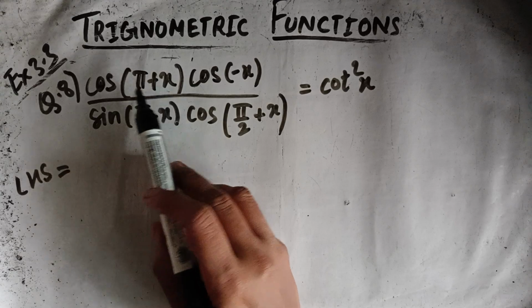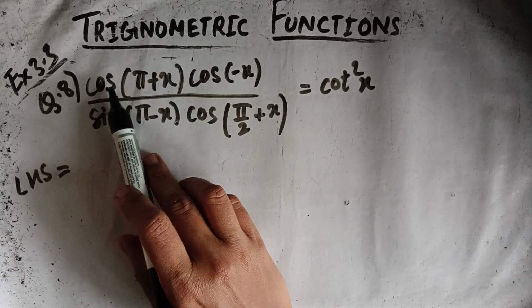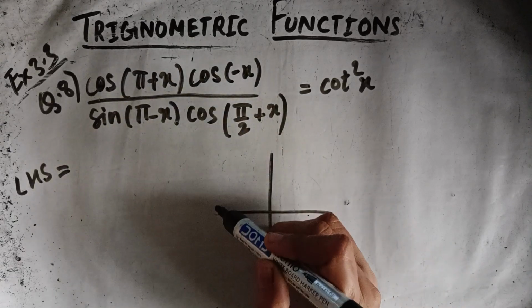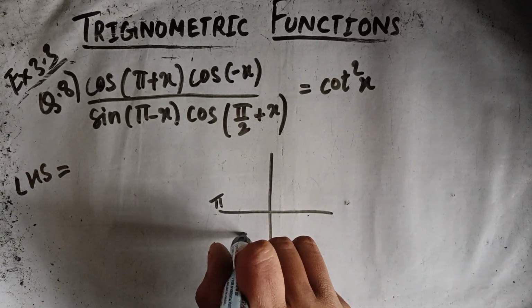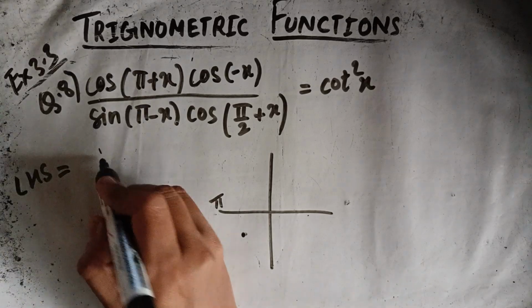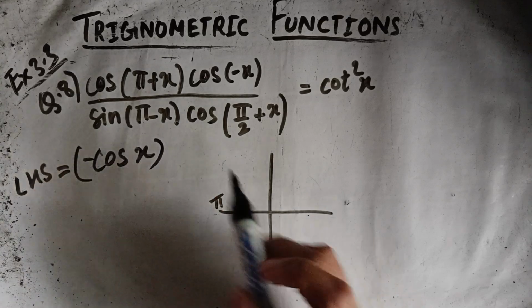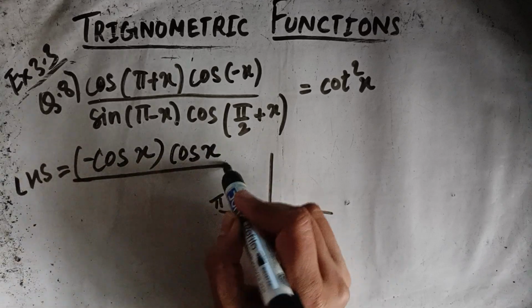So here you can directly write the value, or you can use the formula identity cos(A plus B). Okay, I'll write it directly. Pi plus x means in the third quadrant. Third quadrant cos is negative. Pi is given, so no transformation. So minus cos of x. Cos of minus x, we know that it is a positive quantity, cos of x.